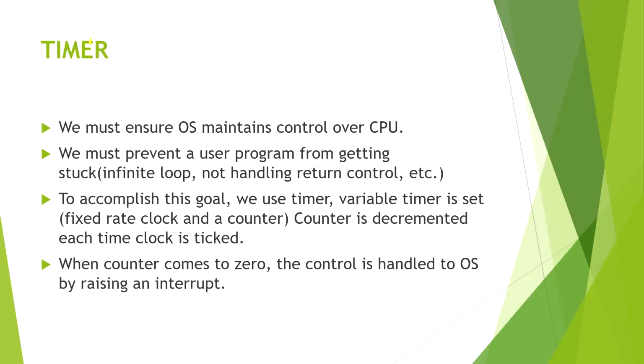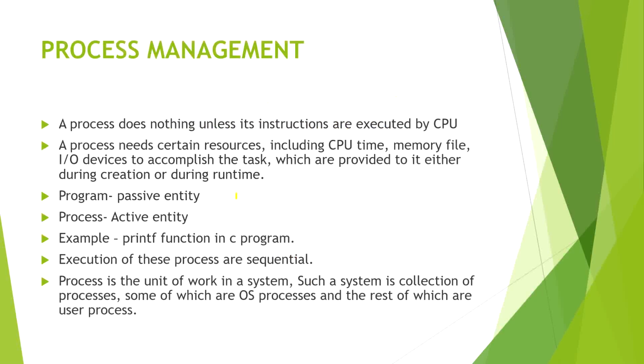Now talking about the timer, we must ensure the OS maintains control over the CPU. If there is any error happening at the time of execution of a process, there should be a timer which keeps track of the process which is executing. It is decremented by 1, then 1, then 1, and when the timer reaches zero, it should come out of the program. So this is called timer operations.